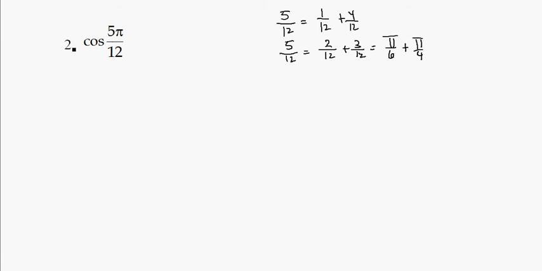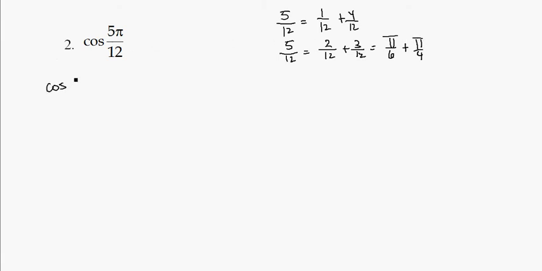So here I noticed that I have 5 over 12. So 5 over 12 is the same as 1/12 plus 4/12. I don't know anything about 1/12 angles. 5 over 12 is also 2/12 plus 3/12, which is equal to a sixth plus a fourth. So if I put pi's on there, I'm all set.